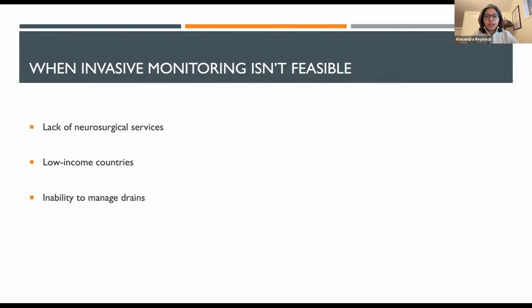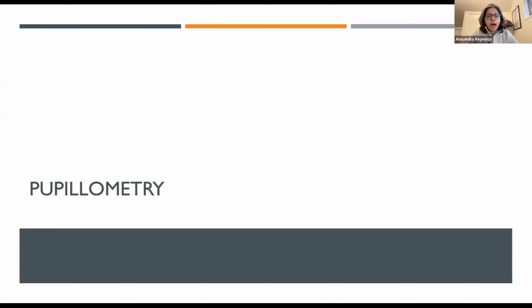And then, of course, there's a significant group of patients where invasive monitoring just isn't feasible because of where they live, either because they don't have neurosurgeons, they live in low-income countries, or there is no ICU that is able to manage drains. And I think some of this data actually comes from low and middle income countries where people are trying to use ultrasound as a surrogate when there is no neurosurgeon available. So with that, we'll start talking about different methods.